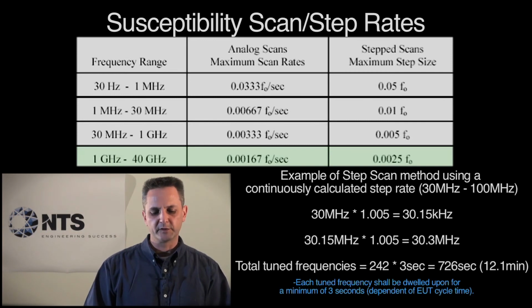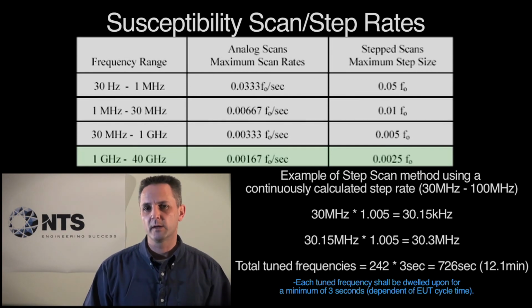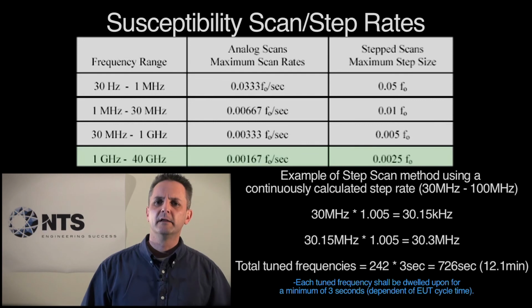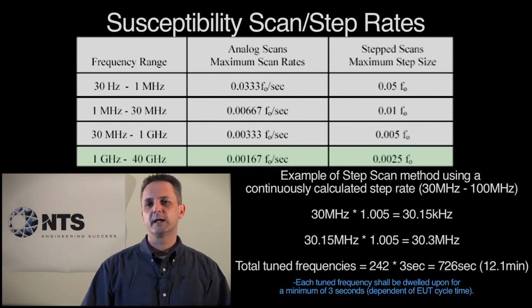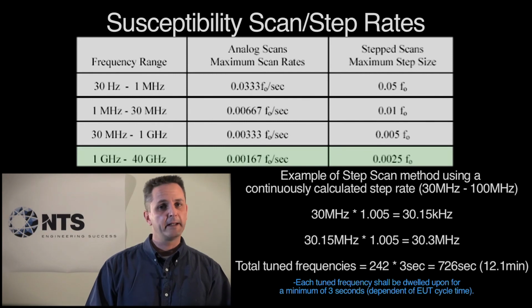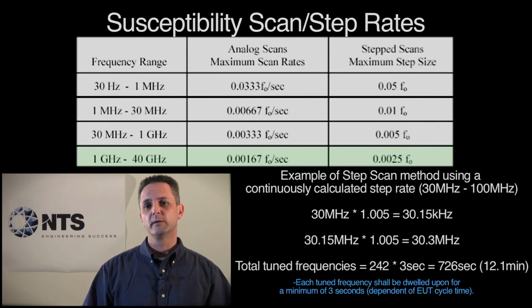Each tuned frequency shall be dwelled on for 3 seconds as a minimum, specified by 461, but is dependent again on the actual cycle time of the equipment. What I mean by that is that the BIT software used to validate the equipment's operation performance, if that cycle time is greater than 3 seconds, that dwell time per tuned frequency must be extended to match, at a minimum, that particular cycle time. And any extension from 3 seconds will have an impact on the actual test time or test durations.